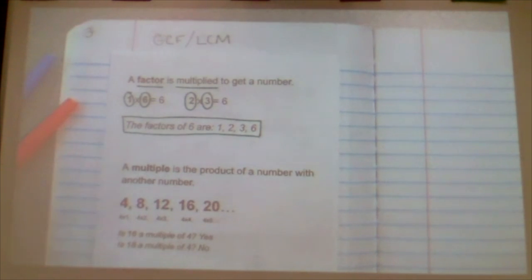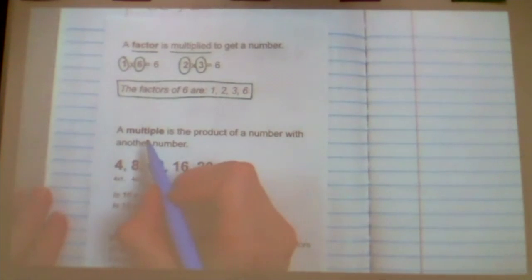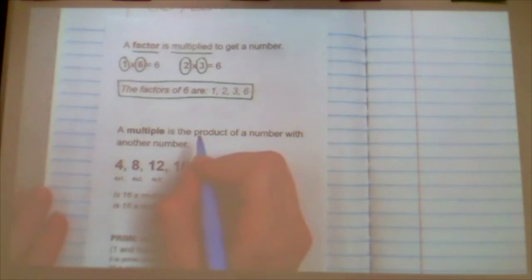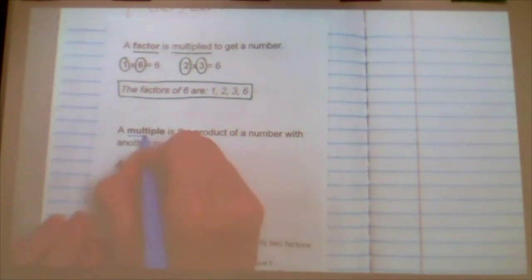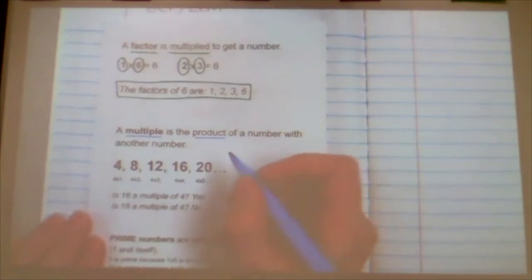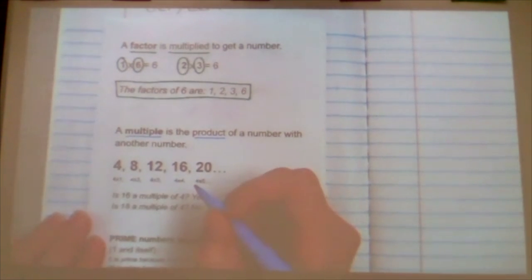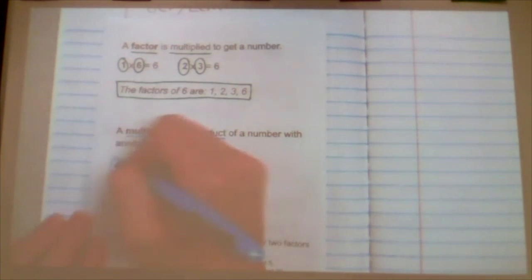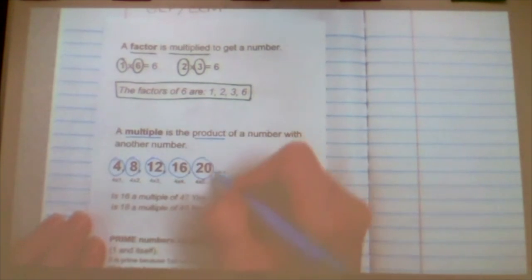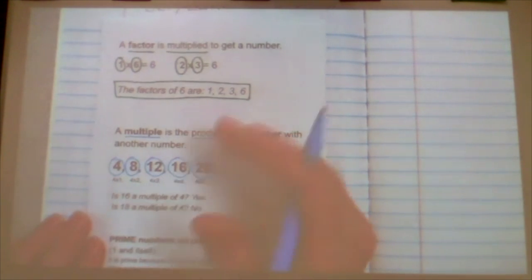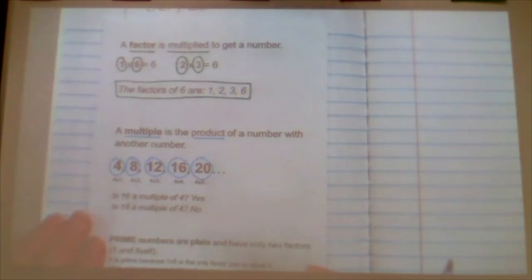Next, I'm going to go to multiple. I'm going to use blue for this one. So on our notes, it tells us that a multiple is the product of a number with another number. So product is the answer to a multiplication problem. So I'm going to underline multiple and product. Next, I'm going to circle all the multiples of 4 that are listed below. So I'm going to circle 4, 8, 12, 16, and 20, and these 3 dots mean that I could continue counting up the multiples of 4.